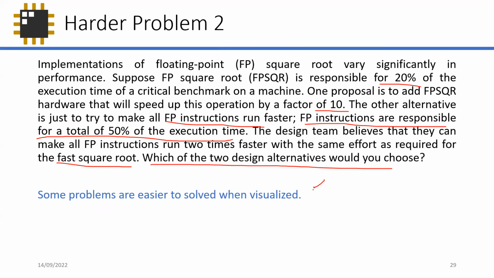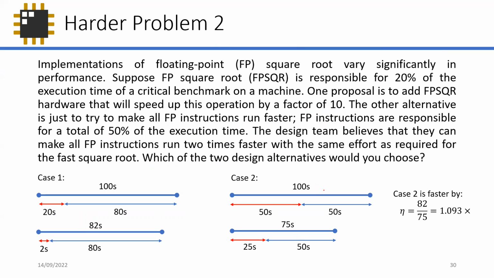Now this is easier again when visualized. It's the same thing that we did earlier. For case one, let's assume again that we have 100 seconds total execution time, and we want to determine which among the two cases will actually be better for our purposes. The first one, case one, is to add the FPSQR hardware acceleration, which speeds up the floating point operation.